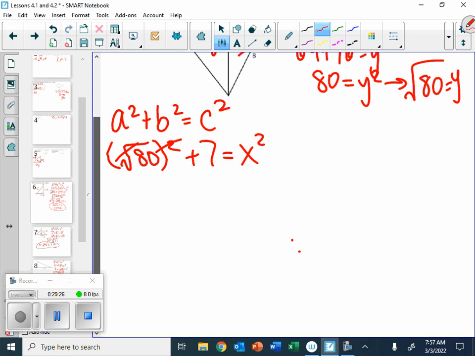Alright, so that's why I didn't go and reduce it. So when I take the square root of 80 and square it, the square and the square root are canceling each other out. I'm just left with 80.